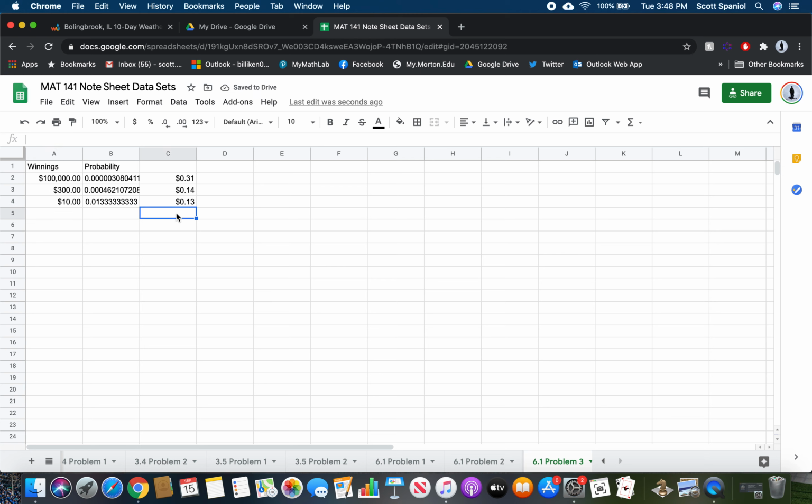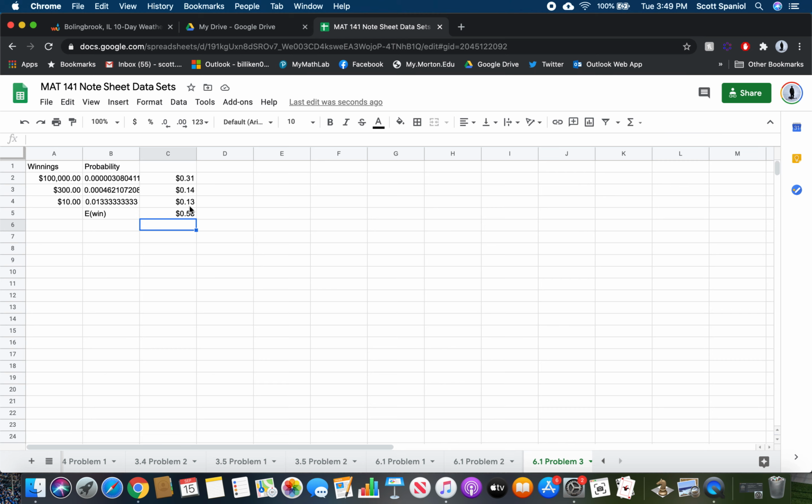So then we add these together, and that's my expected value. So the expected value of a win. So if you were to win, how much you would expect to win every time you played this game. So the sum of these 3 is 58 cents. So we would expect on average to win 58 cents every time we played.